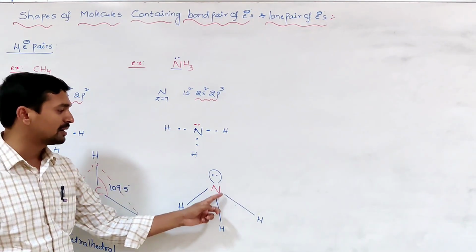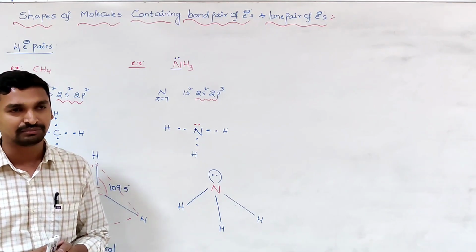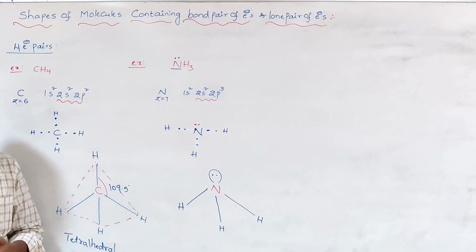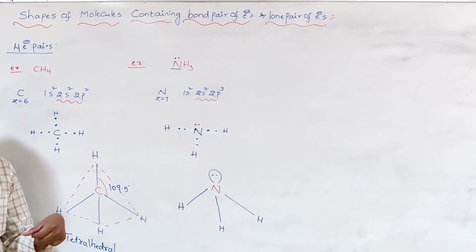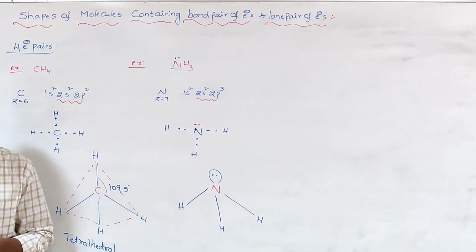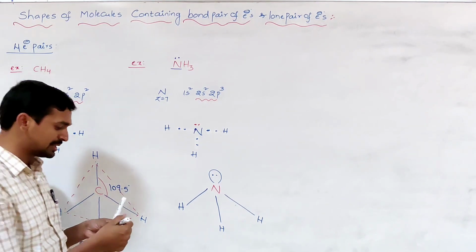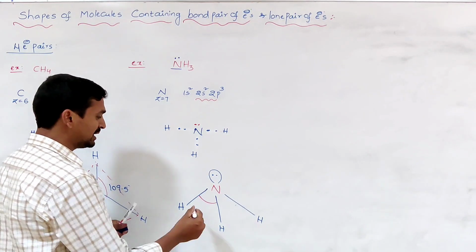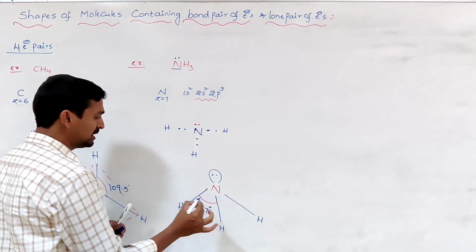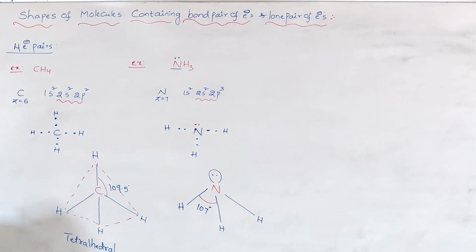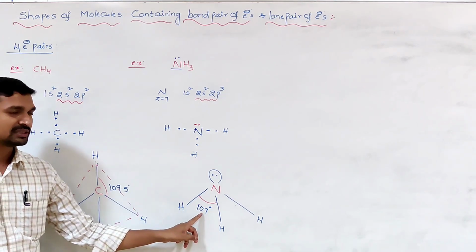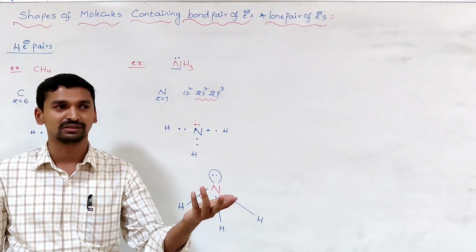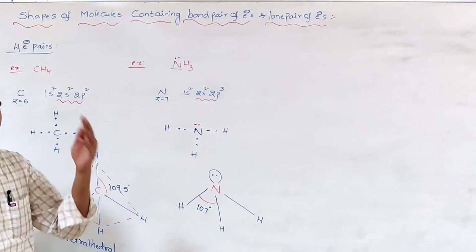Now when 4 electron pairs are present around the central atom, what bond angle do you expect? 109.5 degrees. That means each pair of electrons is separated from another by an angle of 109.5 degrees. But in the ammonia molecule, the bond angle is found to be approximately 107 degrees. You expected 109.5, but here it is 107 degrees. Again the same reason as we explained in the case of SO2.